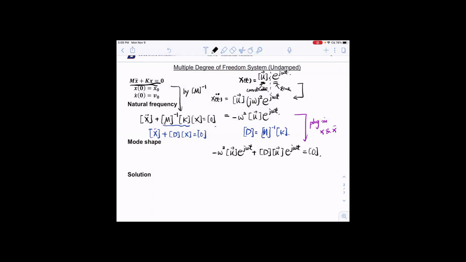This equation is true at any time point t. That means we should have (D minus ω²) u equal to 0. You have to multiply by the identity matrix, otherwise the matrix dimensions will not match. We just make sure this is always 0.